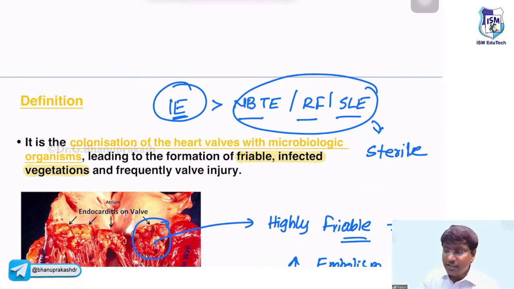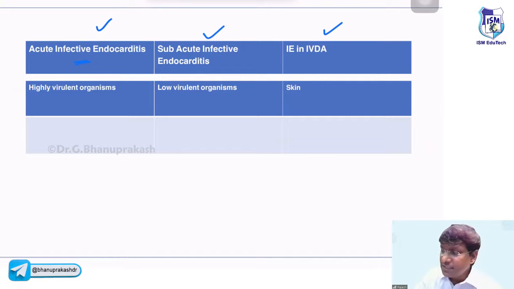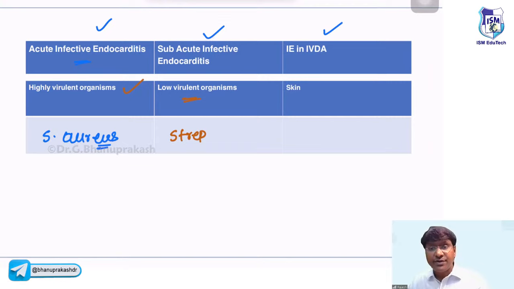We classify endocarditis into acute, subacute, and infective endocarditis in IV drug abusers. In acute infective endocarditis, the most common organism is Staphylococcus aureus, a highly virulent organism. Subacute infective endocarditis is caused by a low virulent organism, that is Streptococcus. In subacute infective endocarditis, previously injured or previously damaged valves are the ones affected.